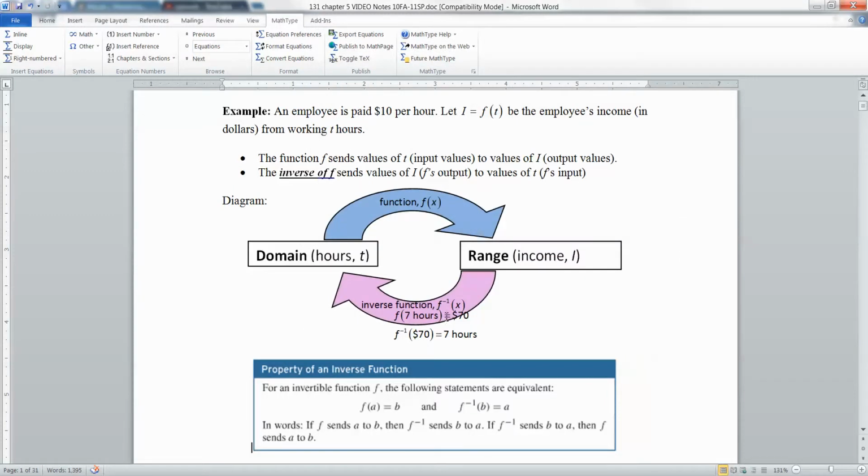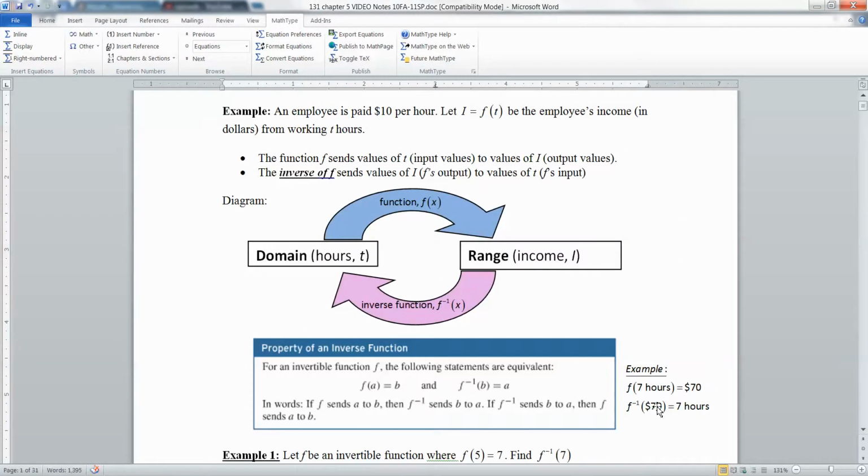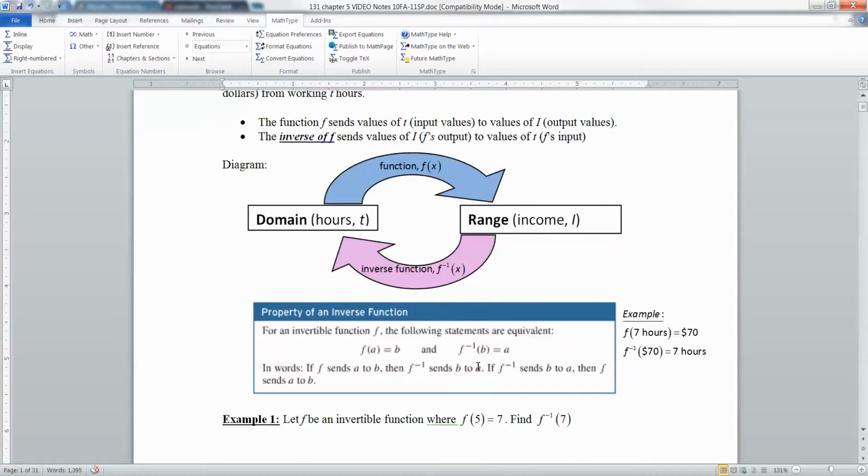That inverse functions, oops, hold on. There we go. I'm going to put it over here. So that's what they're telling you in this box, and this is just an example. But it says, hey, if you've got a function a or function f that sends a to b, then the inverse function sends b to a, and that's what he writes down here in words.